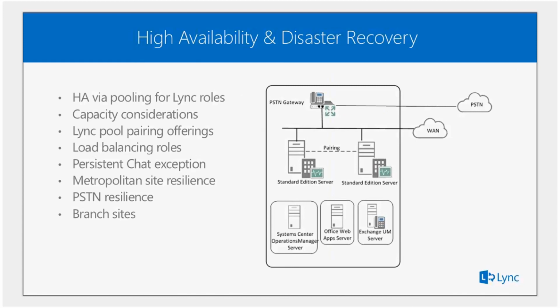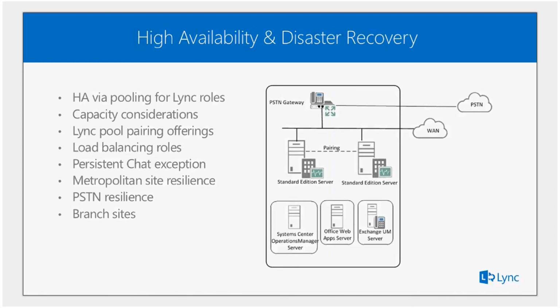High availability and disaster recovery. I mentioned it earlier on, and it says it here as well, that we do HA via pooling for Lync roles. So that's front-end servers, edge servers, etc. If you want HA, plonk some more servers in the pool, and it gives you a degree of high resilience.